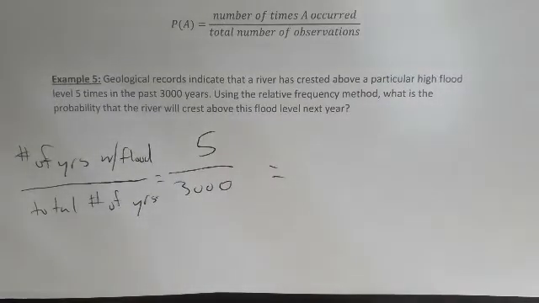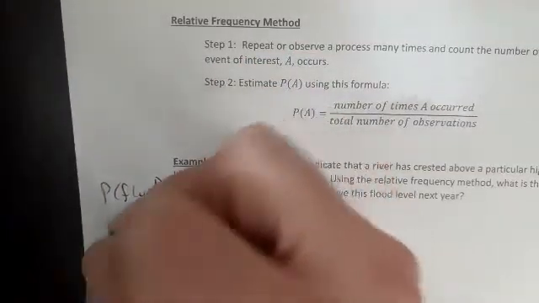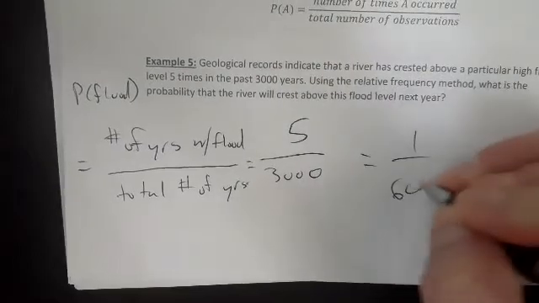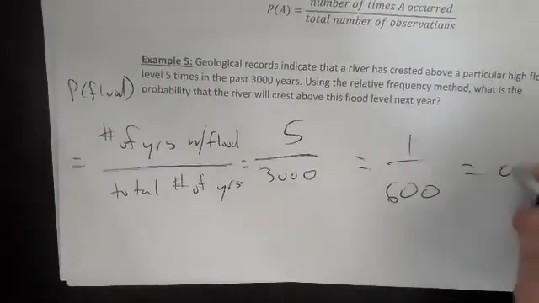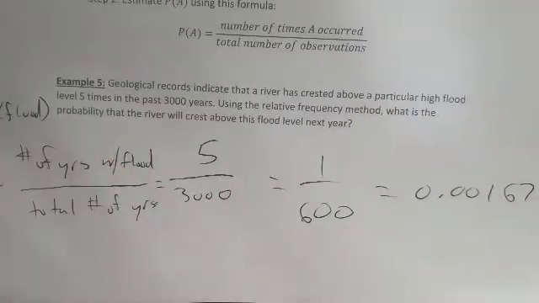What we're doing is the number of flood years over the total number of years. So the probability it will flood, P(flood), is going to be the number of years it flooded over the total number of years, or 5 out of 3,000. This is 0.0067, I think, is what I'm getting. So that is less than a 1% chance. It is very unlikely to happen, but even unlikely things do happen.